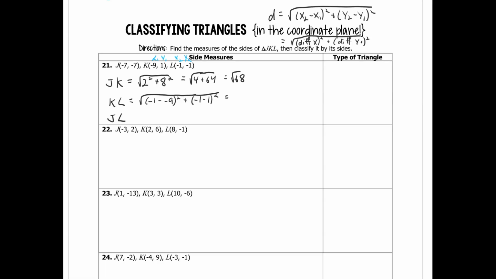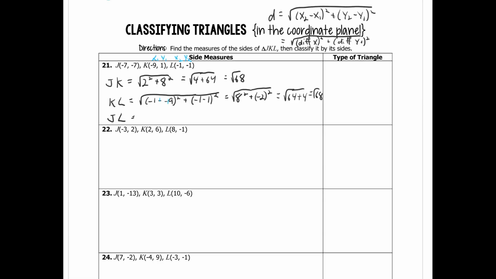-1 minus -9, well, subtracting a negative is the same thing as adding, right? So this is -1 plus 9, which is 8. So this is 8 squared. And this one, -2 minus 2, that's -2 squared. Now it didn't matter that that's negative, because when we square it, we're still going to get a positive number. So this is going to be 64 plus 4, still the square root of 68. It's the same as the first one was, a little bit longer using the distance formula.